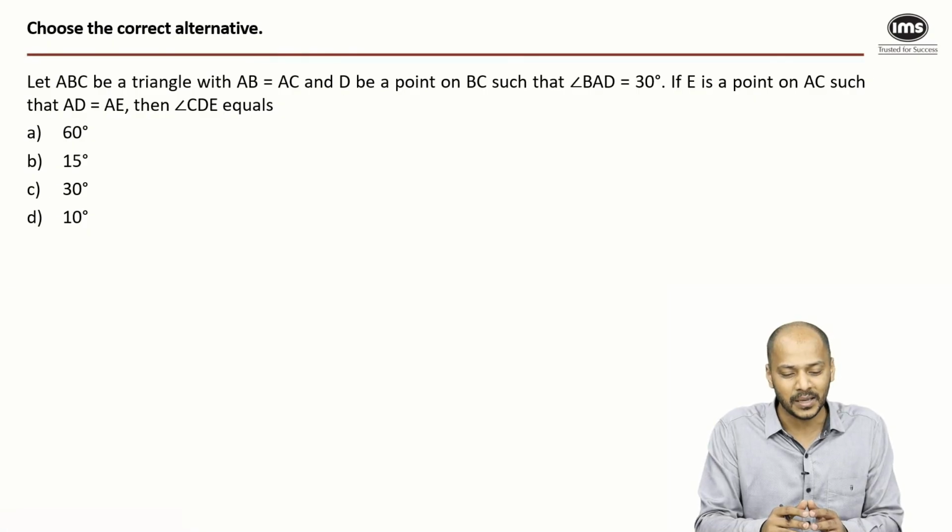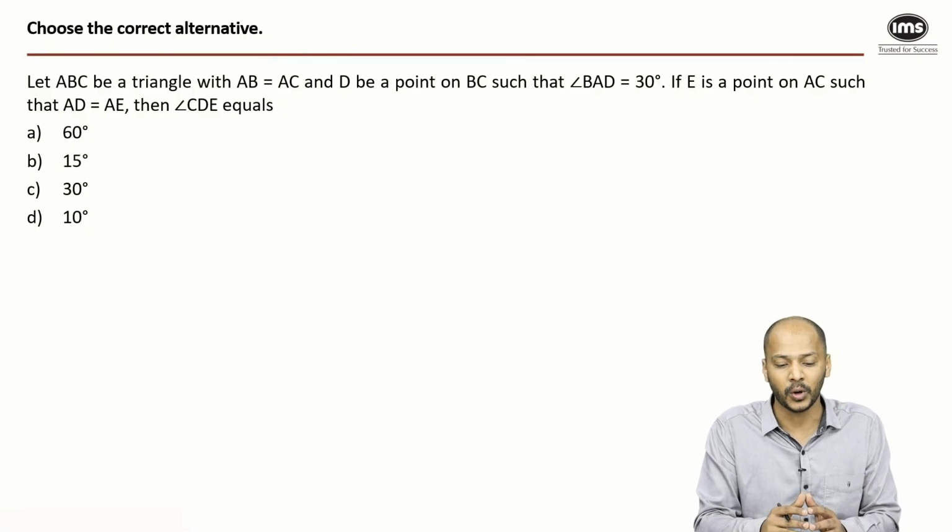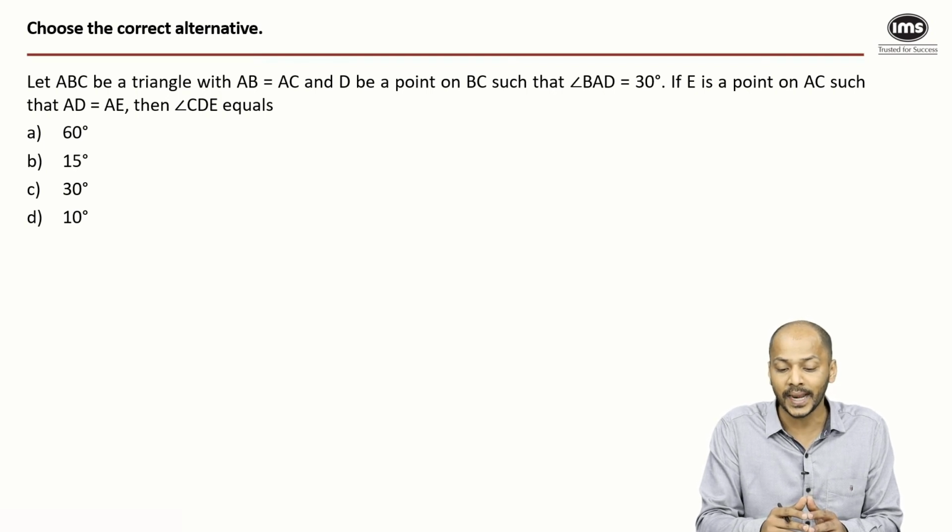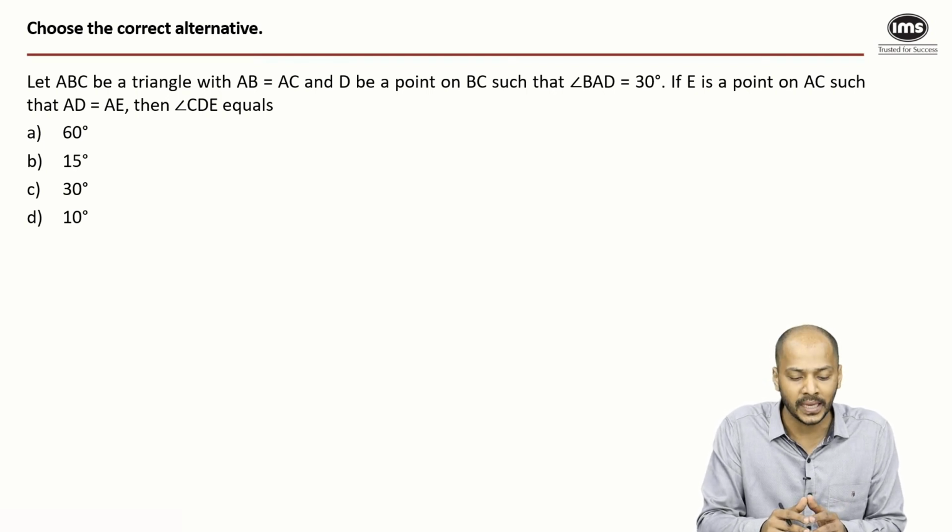Let ABC be a triangle with AB equal to AC and D be a point on BC such that BAD is 30 degrees. If E is a point on AC such that AD is equal to AE, then CDE equals.